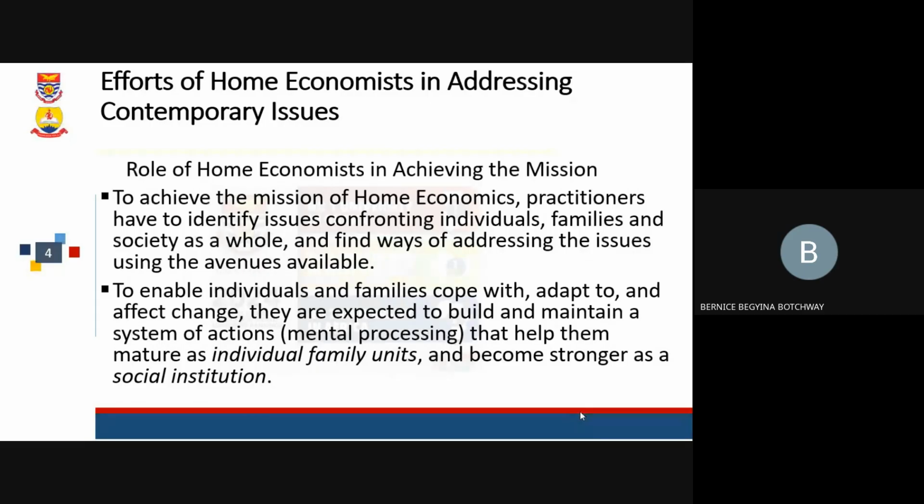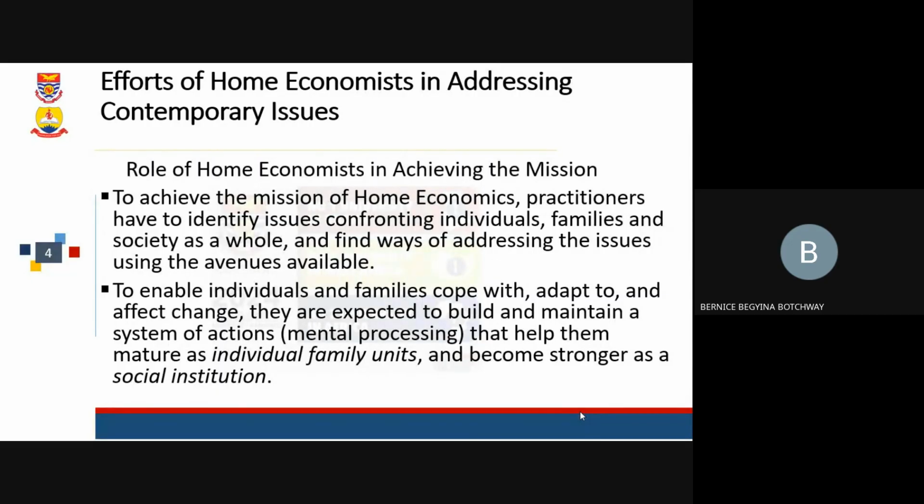Okay. If we identify it, then we have to find ways to address the issue. These are fields that we have as studies from home economics. It cuts across a whole lot of things. We have impact, we have voices, we have ways of solving all these issues that we have spoken about. So we should have ways to solve this to enable individuals and families to cope.